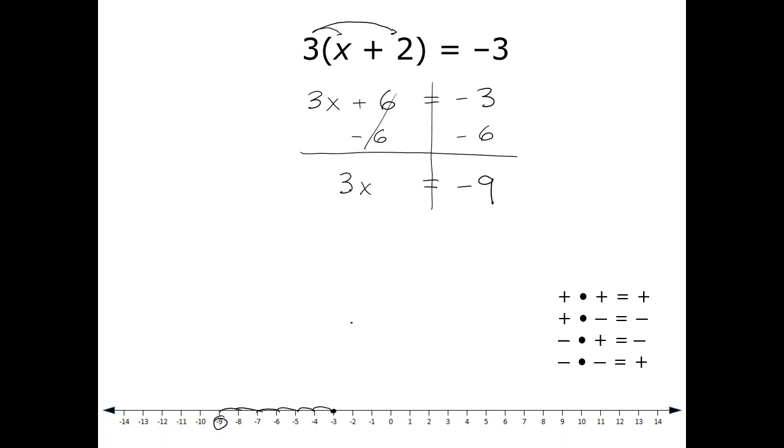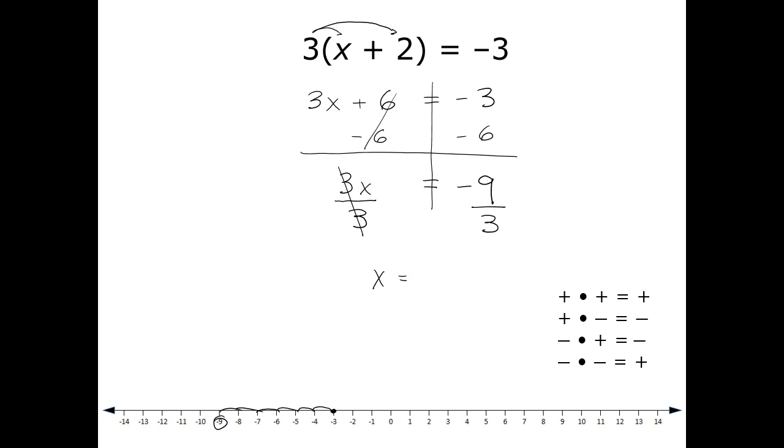Okay. This 3 is multiplying the x, so to get rid of it, I'm going to divide by 3. And since I divided by 3 on one side, I'm going to divide by 3 on the other side. These two 3's cancel out, and I end up with x equals negative 9 divided by positive 3.